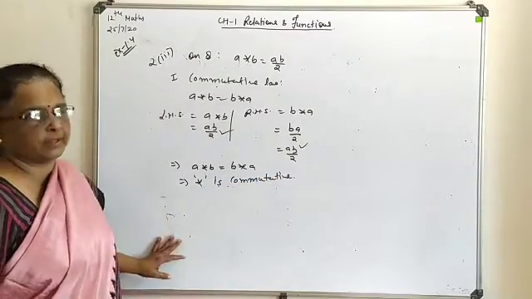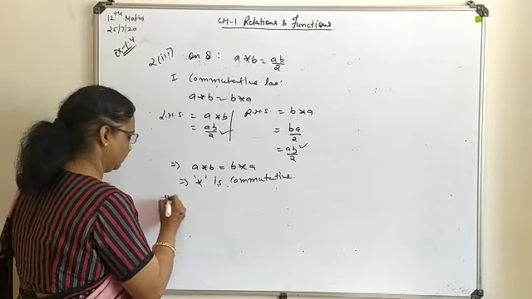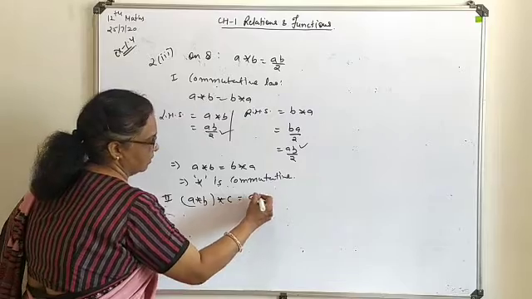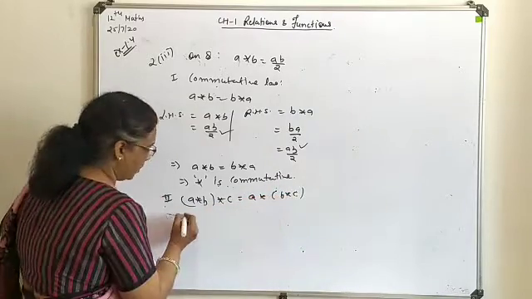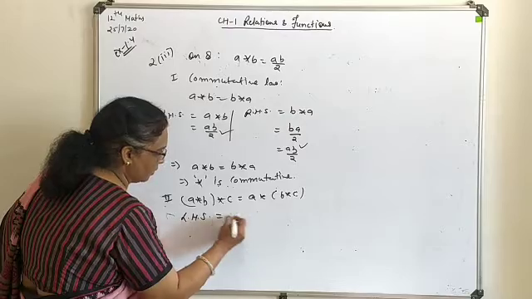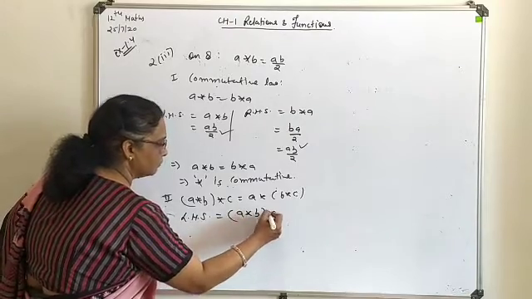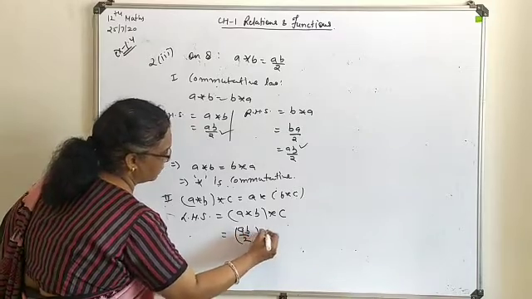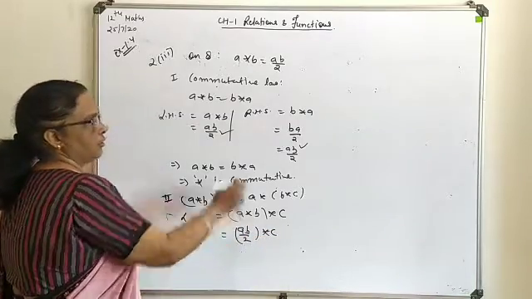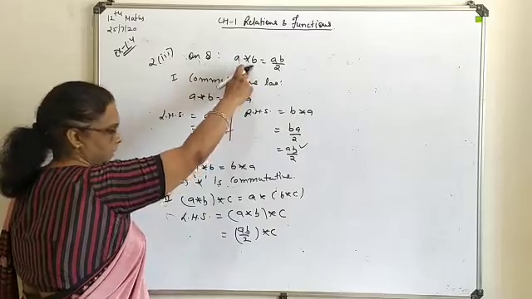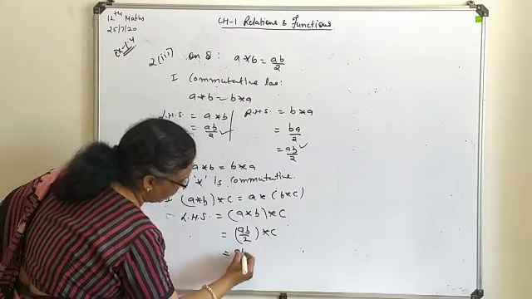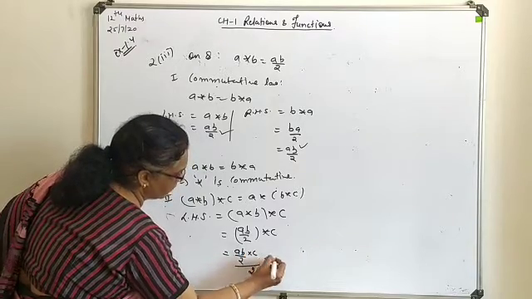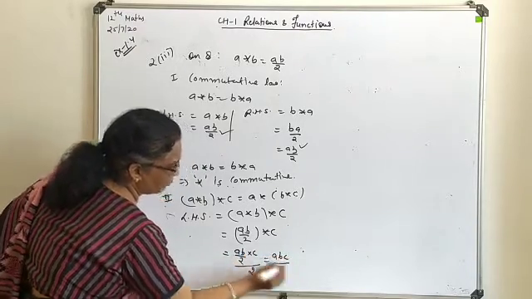For the second one, the associative one, A star B star C should be the same as A star B star C in the other grouping. So again we will go for the left hand side solution first. This will give you AB upon 2. Now further, this whole combination you will treat as a single term. So this will give you AB upon 2 into C, whole by 2, meaning ABC by 4.